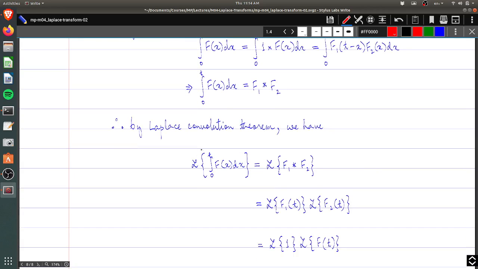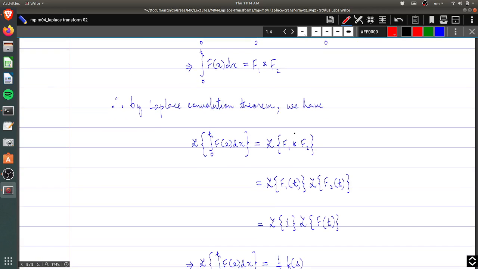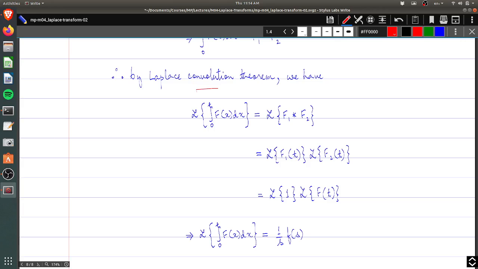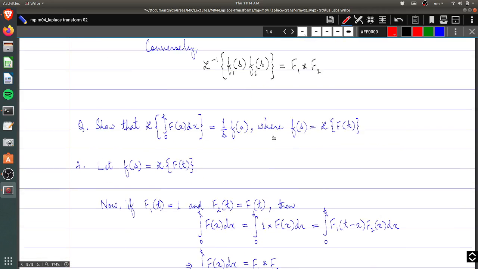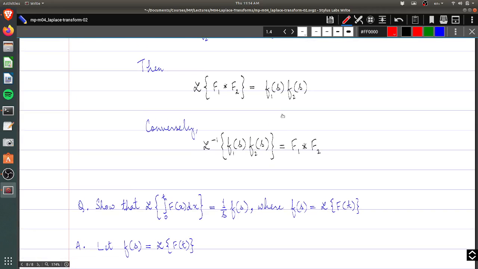So the Laplace transform of this integral is equal to the Laplace transform of the convolution of the two functions. So by the Laplace convolution theorem, it must be equal to the product of the two Laplace transforms. The first function is 1 and the second function is f(t). Laplace transform of 1 is 1/s, so this proves the result. This is a simple example of the Laplace convolution theorem.